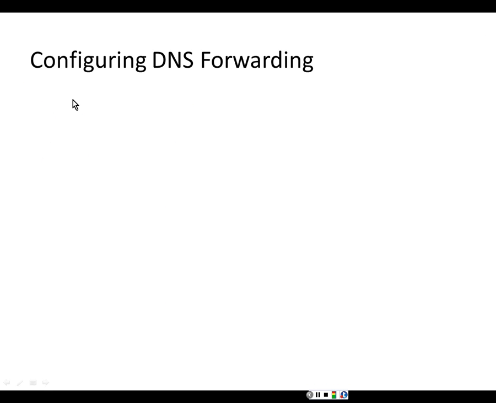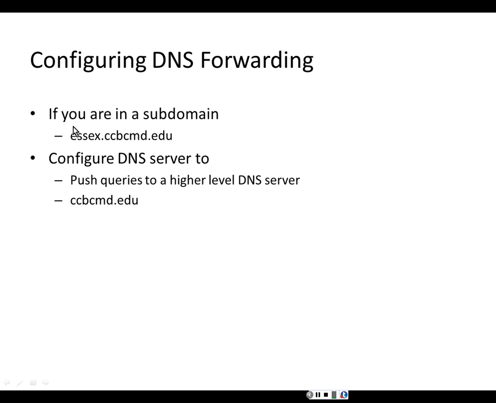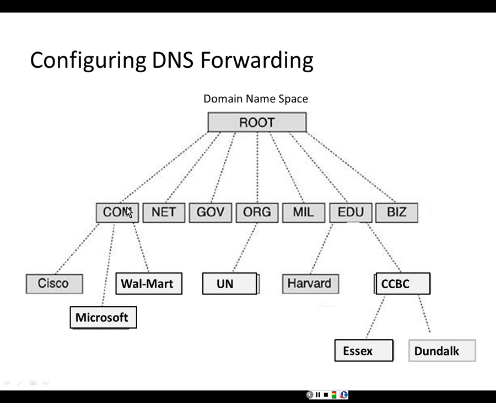So now let's look at configuring DNS forwarding. If you are in a subdomain such as essex.ccbcmd.edu, you might want to configure your DNS server not to push the queries directly to the root server, but to push the queries to the next higher level DNS server, meaning ccbcmd.edu. So to configure DNS forwarding, we are configuring a DNS server at Essex to push the queries to the DNS server at CCBC.